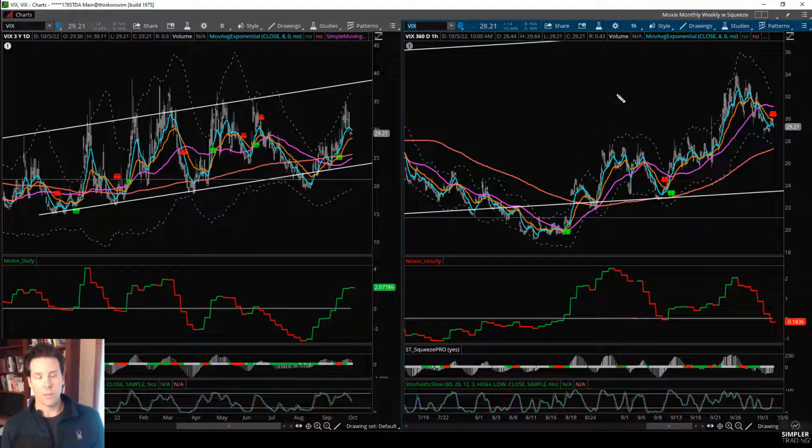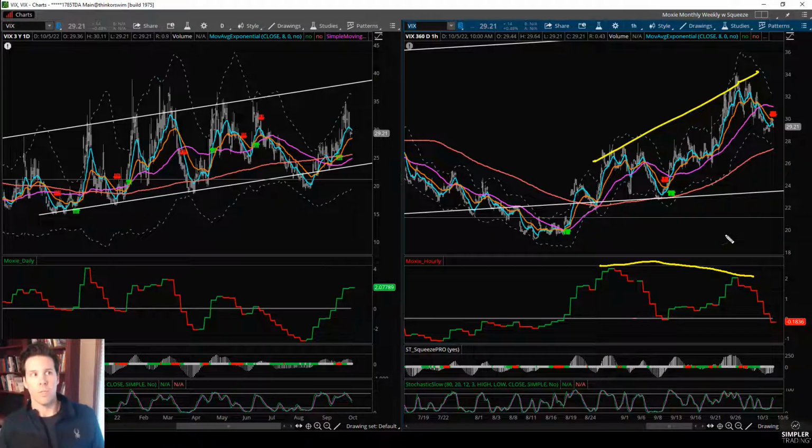The other thing as far as the Moxie indicator goes is we made new highs on the VIX, but we actually made lower highs with the Moxie indicator. That is negative divergence, and that is some of the stuff that is guiding me to the upside generally with the S&P, because I see downside on the VIX.